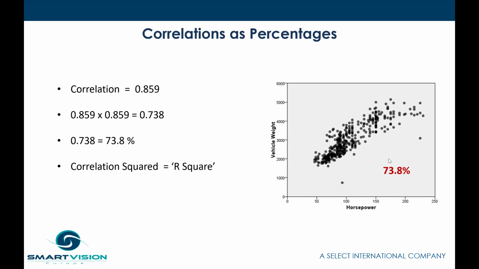But the way to think of this is to think of a Venn diagram where we've got two circles. One circle represents all the variation in vehicle weight, and one circle represents all the variation in horsepower. And they overlap by 73.8%. If they overlap by 73.8%, we're saying this is how much of the variation in horsepower can be explained using vehicle weight, and how much of the variation in vehicle weight can be explained using horsepower. So the relationship is a two-way relationship.